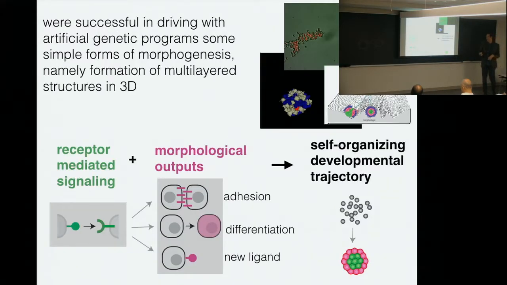And what I'm going to show you today is a successful example of us driving morphogenesis in a simple system with artificial genetic programs made of a receptor-mediated cell communication system and driving morphological outputs in spatially adhesion. How we've implemented this in cells and in a communication system.